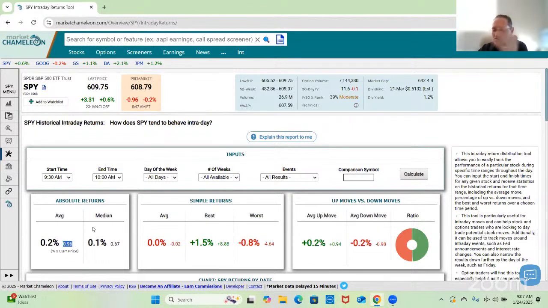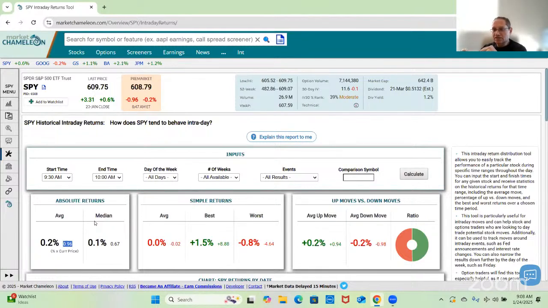Okay, so that's the average move, 0.2% in the first half hour. So you have an idea of, if you're thinking of a strategy and the potential volatility and risk there, this is one reference point.